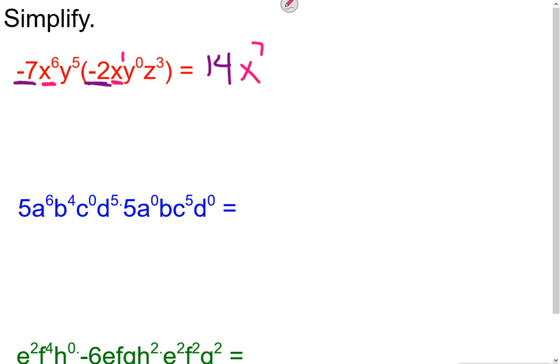And then I would go to my y values. So I have y to the 5th times y to the 0. Well, 5 plus 0 is 5, so I'm going to have y to the 5th power. And then last but not least, we will have the z. Now there's only the z here to the 3rd, therefore my final answer is going to have z to the 3rd in it.